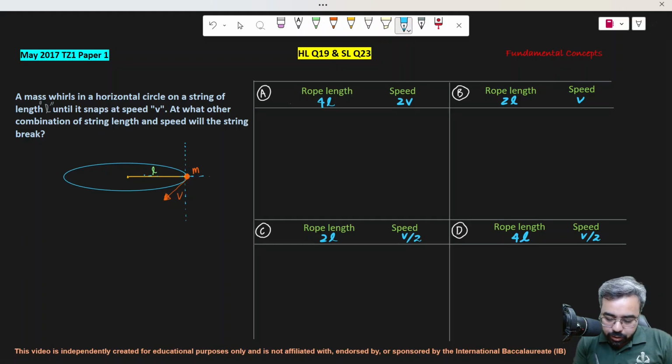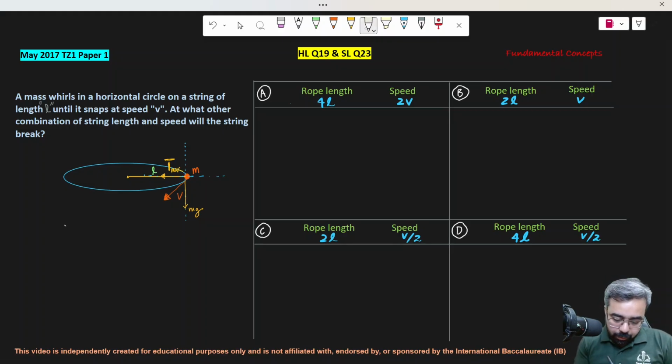In fact, there are two forces exerted on it. The one force is mg, the weight, which is not towards the center. And the second one is the force of tension. Let's say this is T max, because this is the maximum tension.